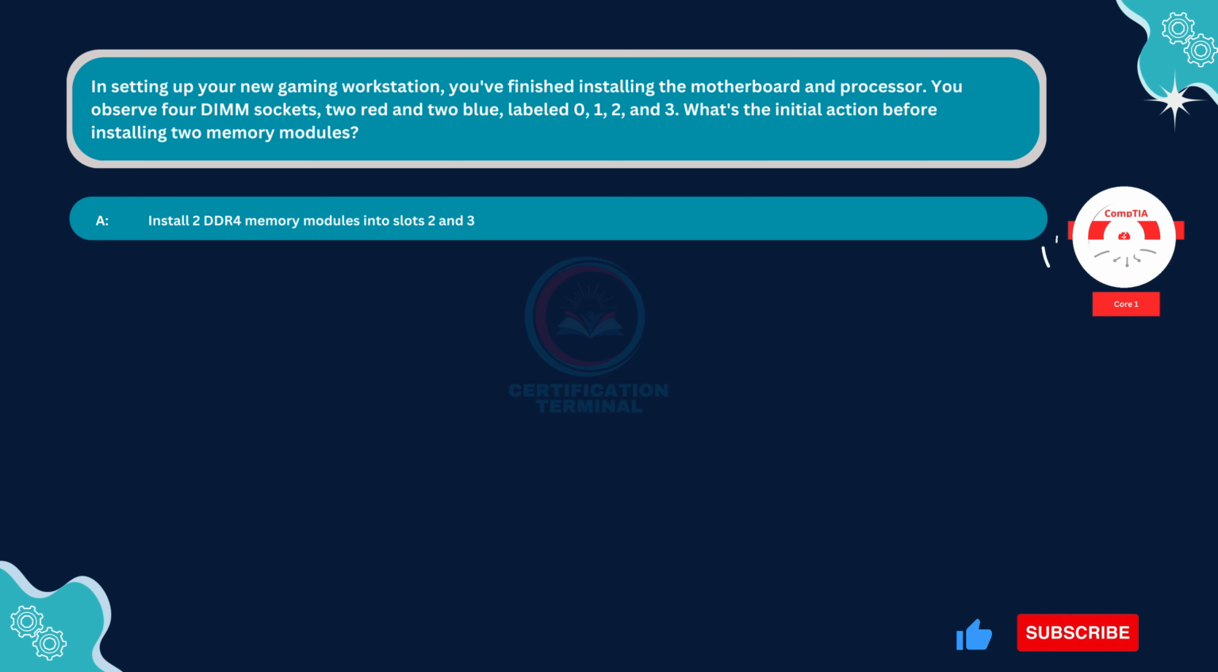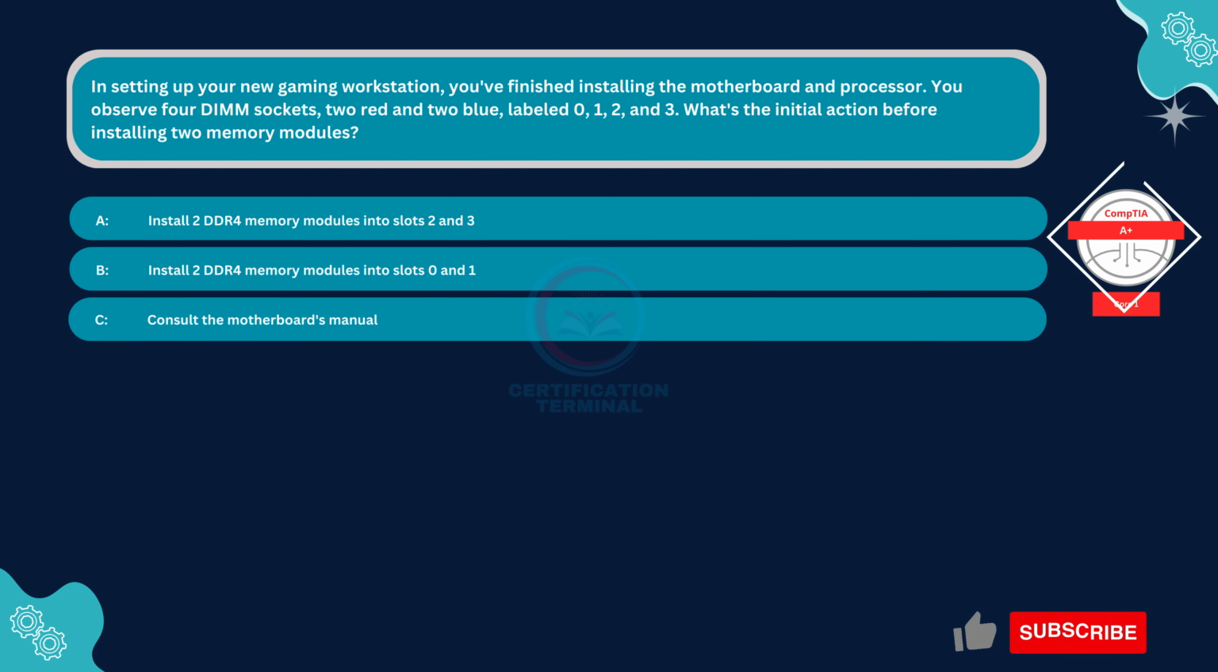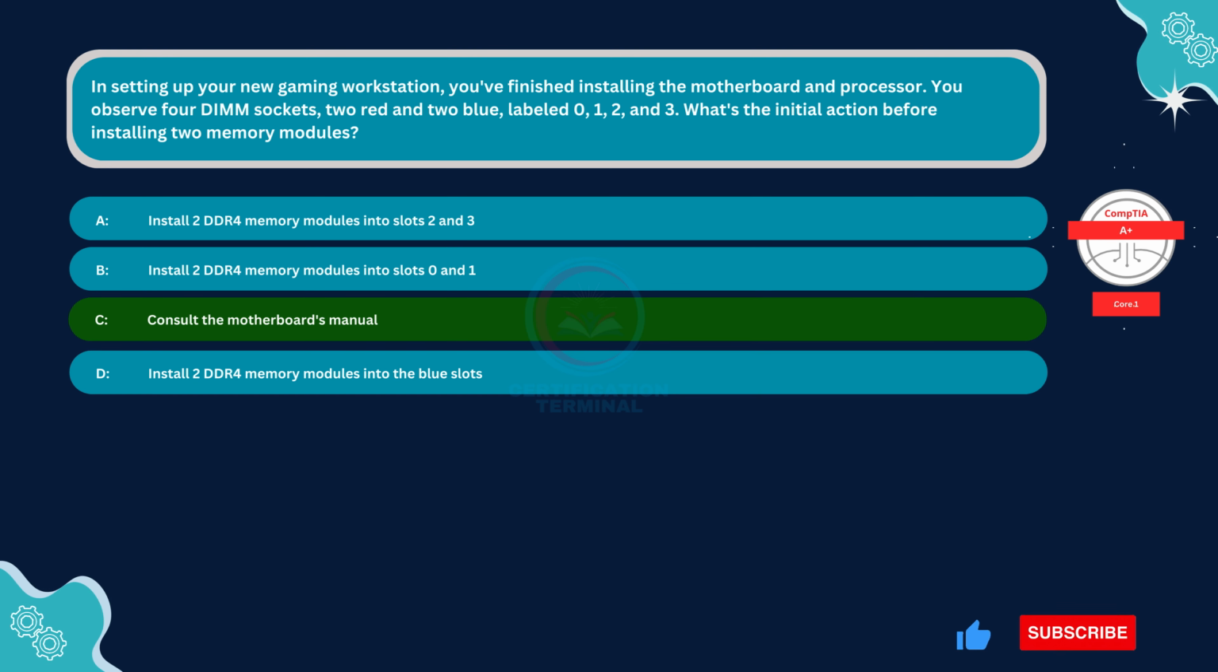Option A, install 2 DDR4 memory modules into slots 2 and 3. Option B, install 2 DDR4 memory modules into slots 0 and 1. Option C, consult the motherboard's manual. Option D, install 2 DDR4 memory modules into the blue slots. The correct answer is Option C, consult the motherboard's manual.